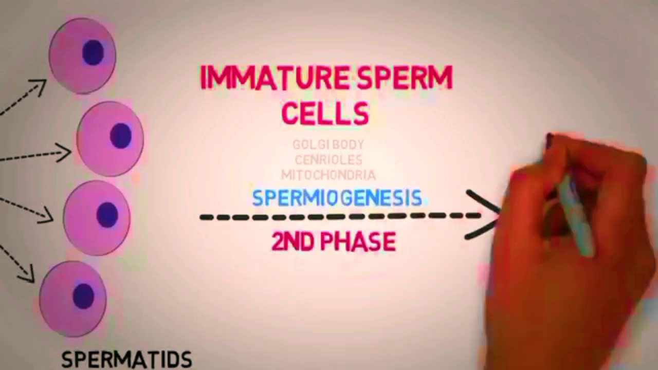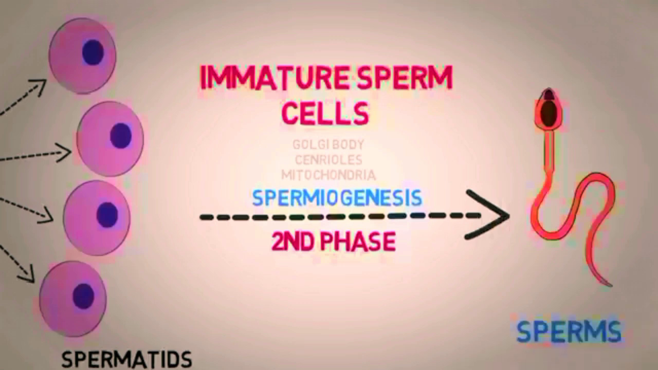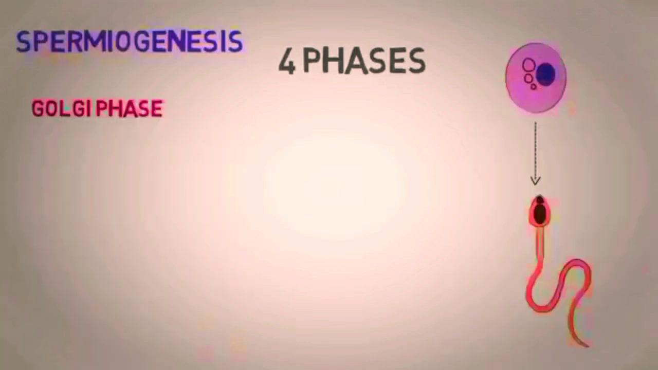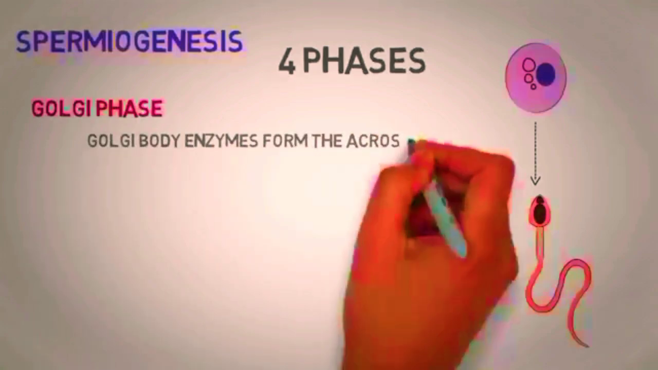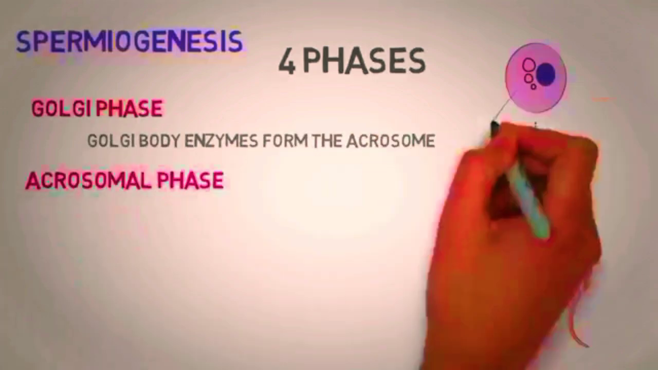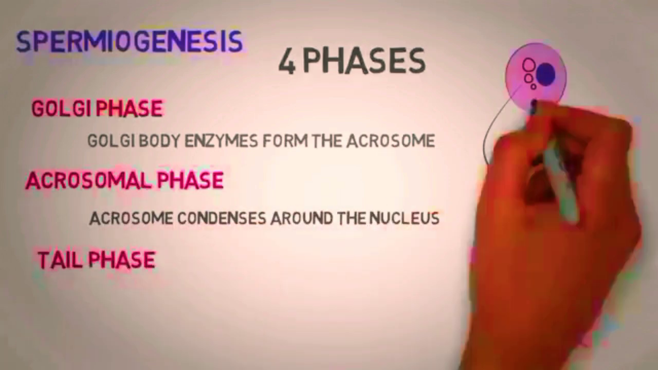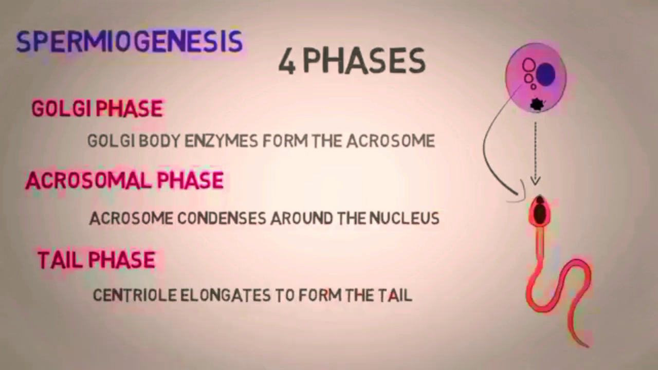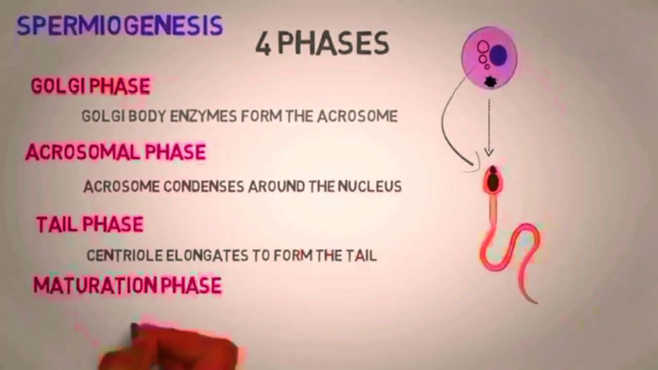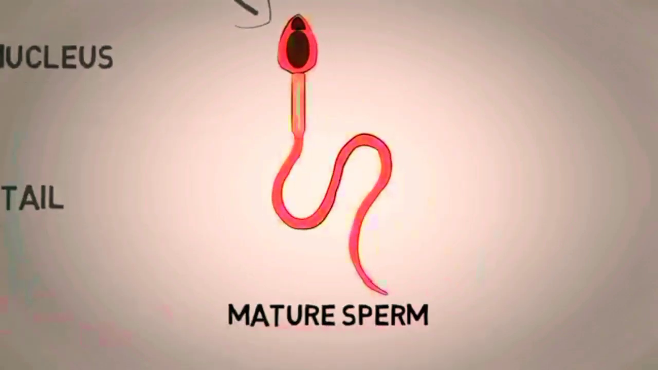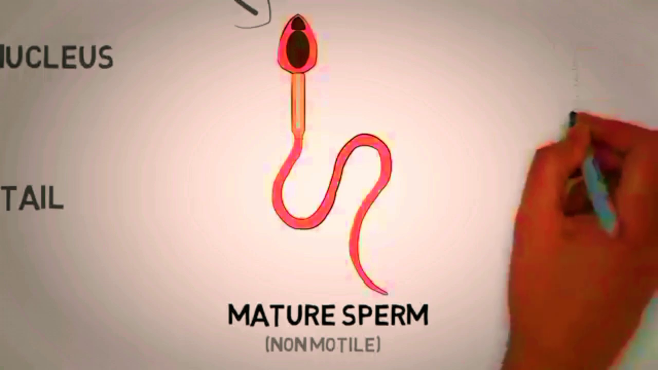This spermatid undergoes the second phase called spermiogenesis to form a mature sperm cell in 4 different stages. Stage 1 is the Golgi phase. Here the Golgi bodies produce enzymes to form the head of the sperm called the acrosome. In the second stage, called the acrosomal phase, the acrosome condenses around the nucleus. The third stage is called the tail stage. Here the centriole elongates to form the tail. The last stage is called the maturation phase, where there is loss of excess cytoplasm to form mature sperm.